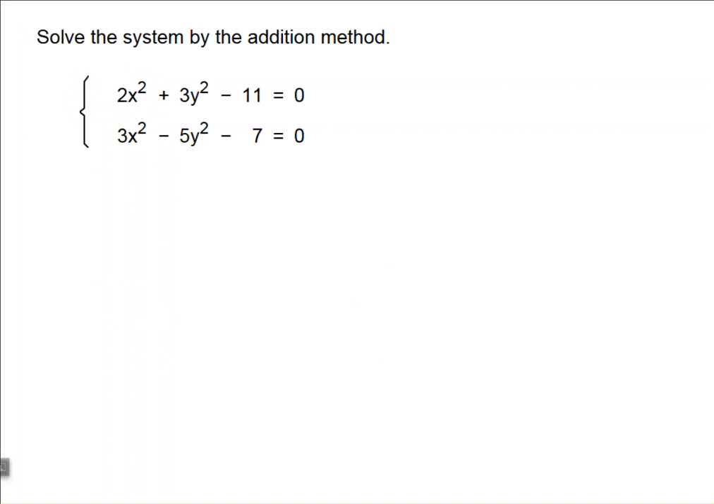the addition method, we want our constants to be on the right-hand side of the equal sign. So in equation 1, I want to add 11 to each side and rewrite equation 1 as 2x squared plus 3y squared equals 11. In equation 2, I want to add 7 to each side to move it over.